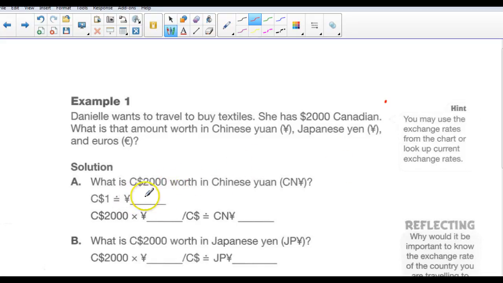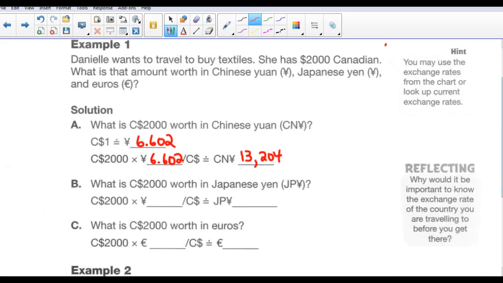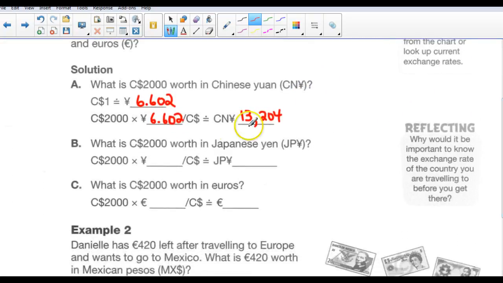Well, we need to know the exchange rate, so go to the previous page. 1 Canadian dollar is worth 6.602 Chinese yuan. So we take $2,000 times 6.602, and for 2,000 Canadian dollars you will get 13,204 Chinese yuan. Okay, seems like a lot, but it's actually not. They just have a different exchange rate.